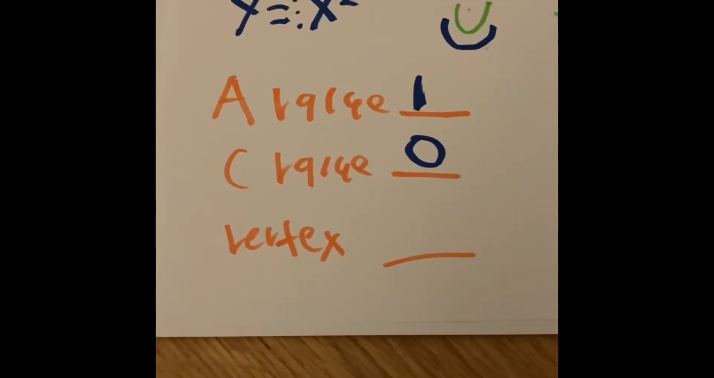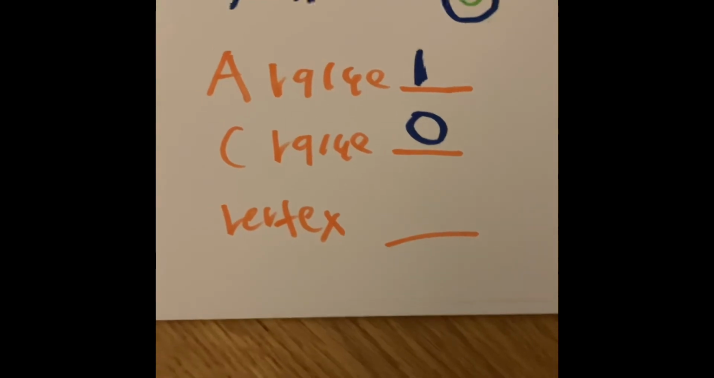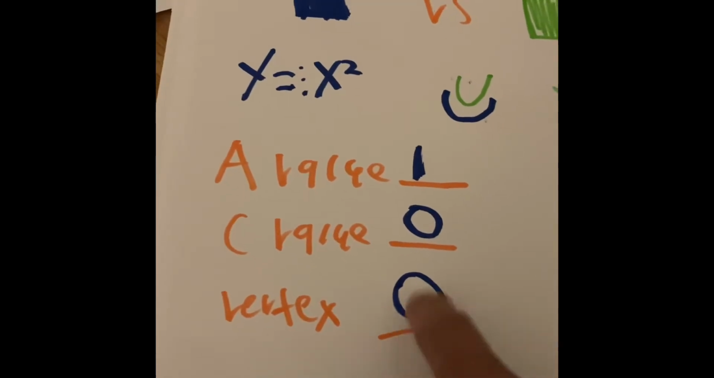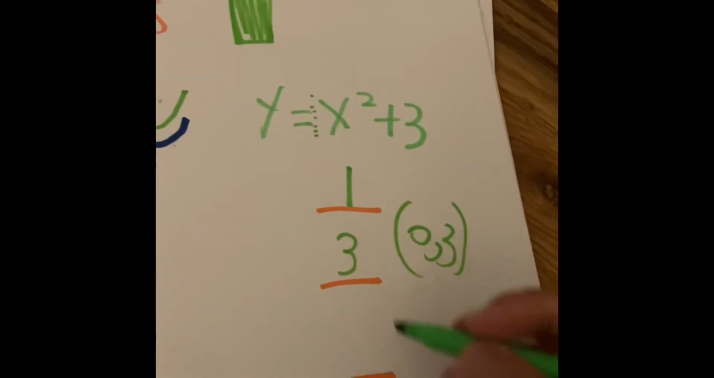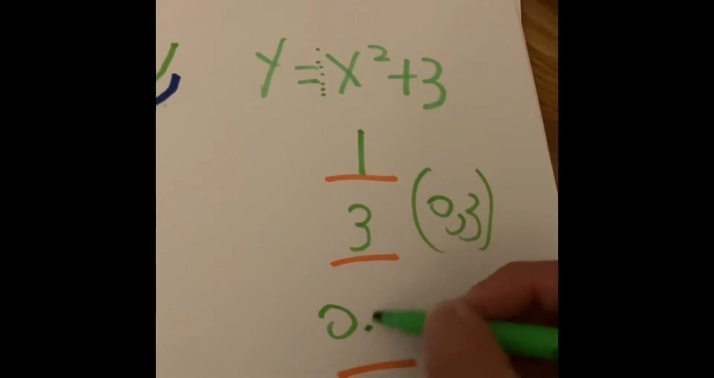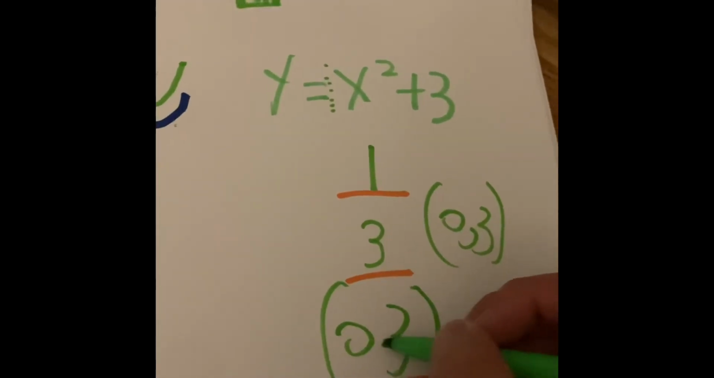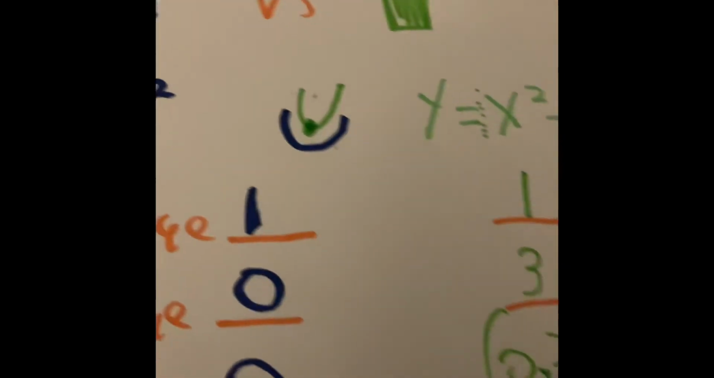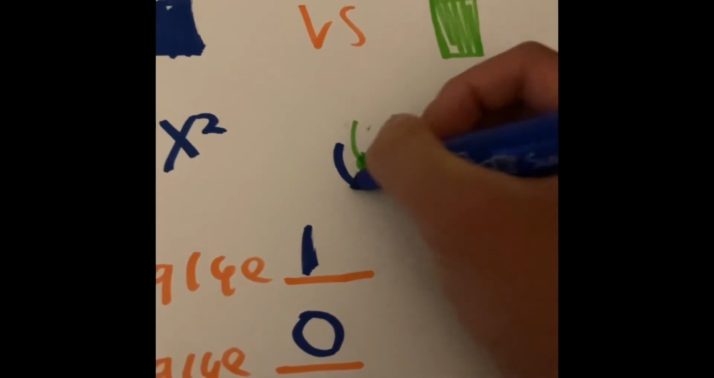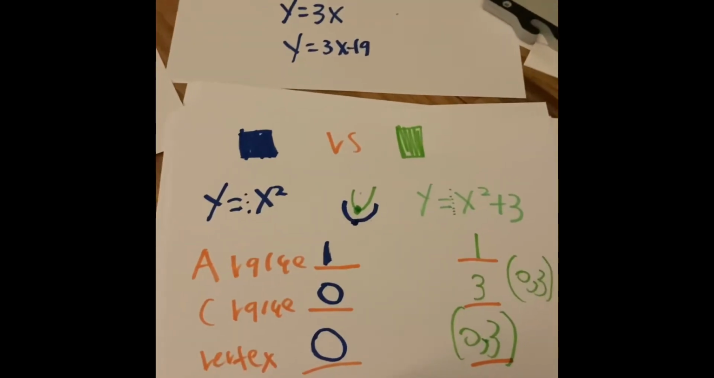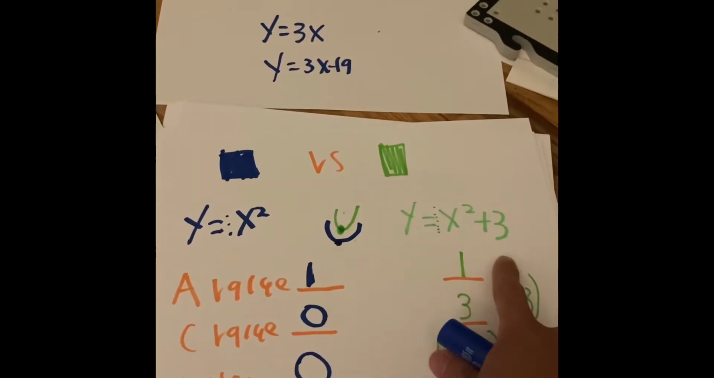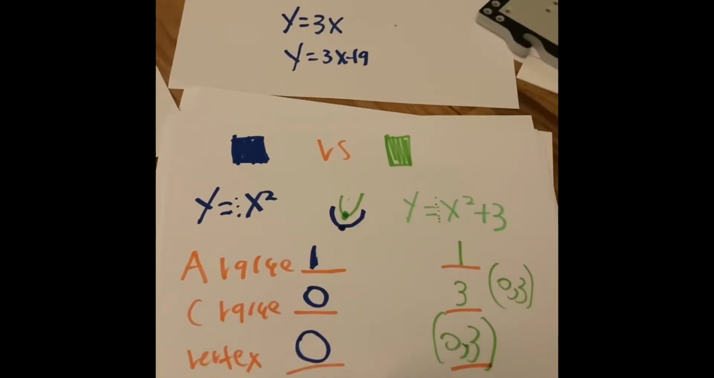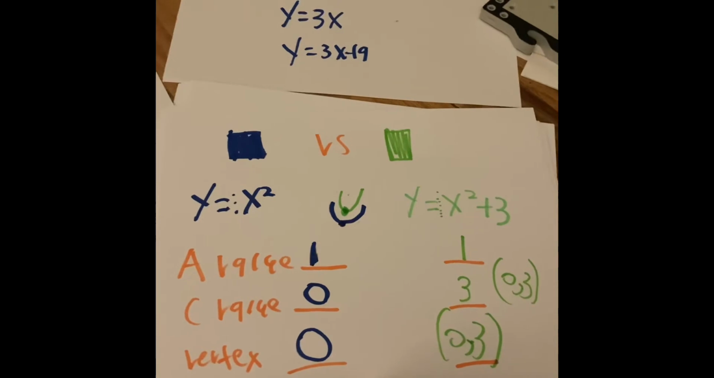The vertex is also a bit different. The vertex for blue is still going to be 0, because that is where the end of the curve is. For the green one, however, the vertex is (0, 3), because that is where the green one ends, because 0 is the blue one. So what we can find out in round 2 is that having a value of C is going to change where the end point of the curve for the parabola is on the y-intercept.